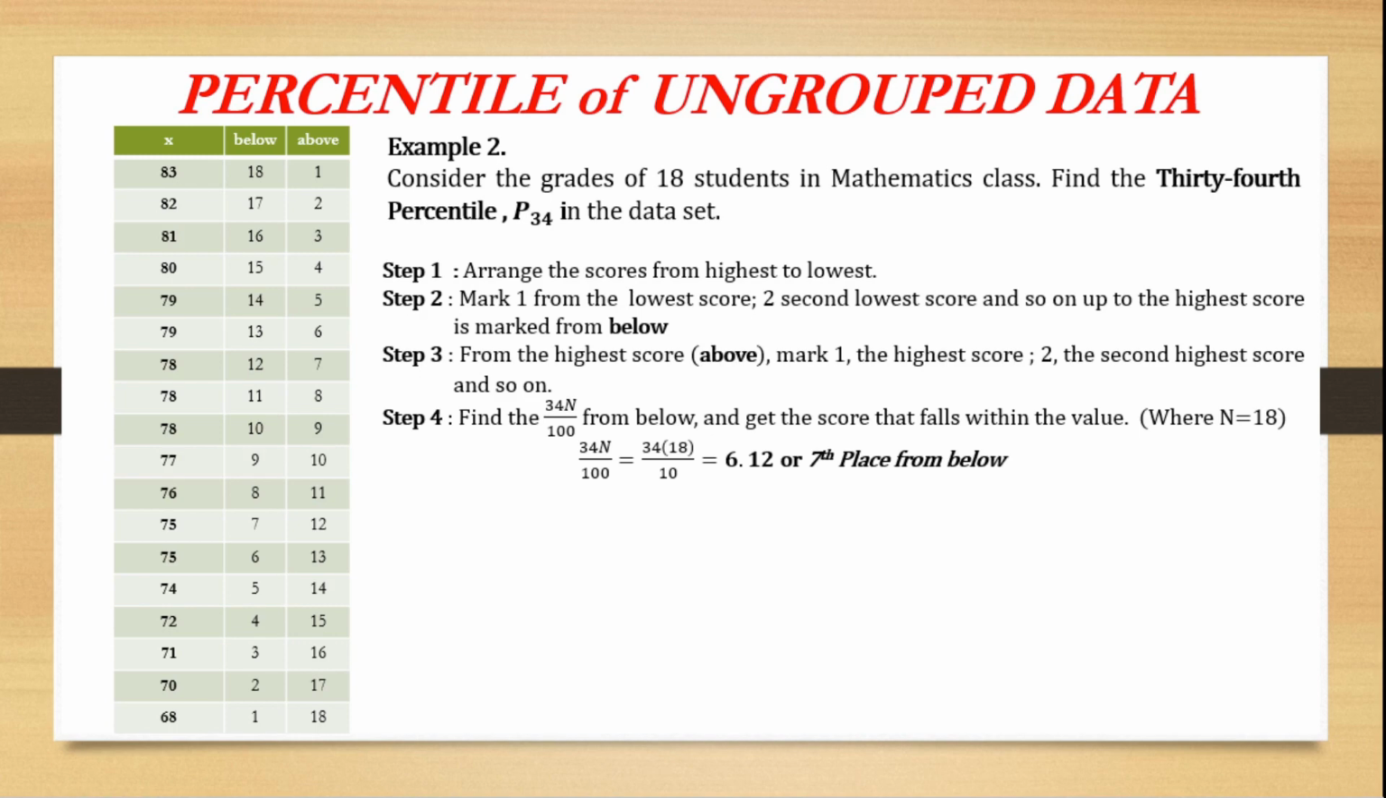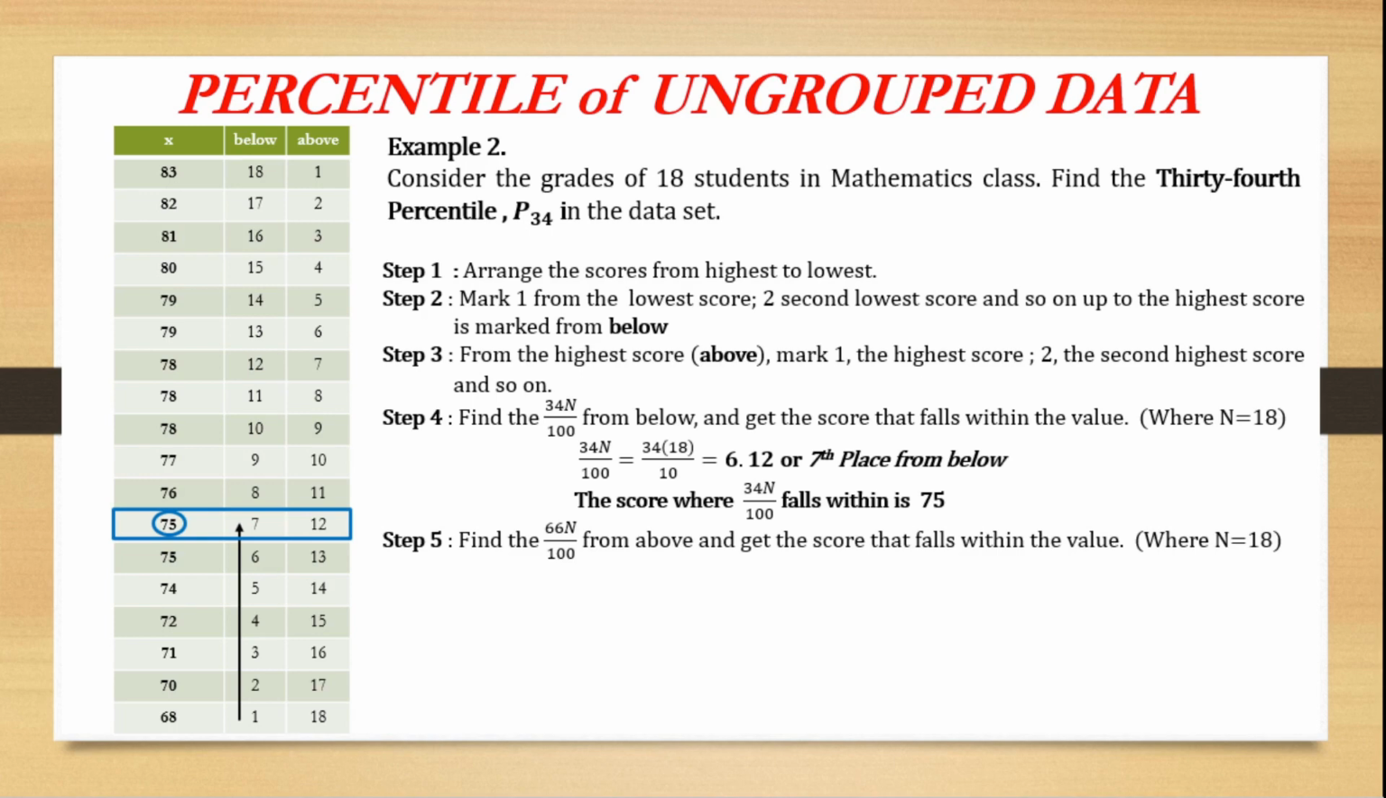So if we find the 7th place from below in our table, this is our 7th place, and the score that falls within the 7th place is 75. Then we can say that the score where 34n divided by 100 falls within is 75. Step 5. Since in step 4 we are using 34n, we have to think of a number that we are going to add to 34 that makes it 100. So we add 66 to 34 to make 100.